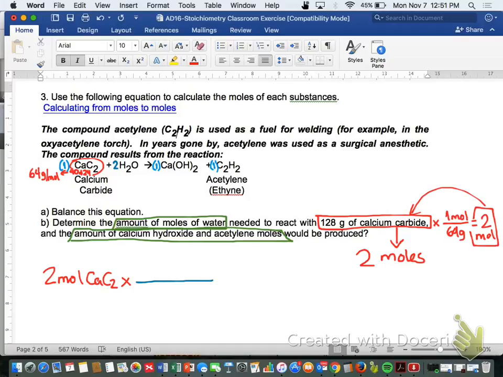Miss, may I go to the restroom? Yes. Miss, and how do you know the atomic mass of a polyatomic ion? You get it from the periodic table. Ah, right, you add them up.